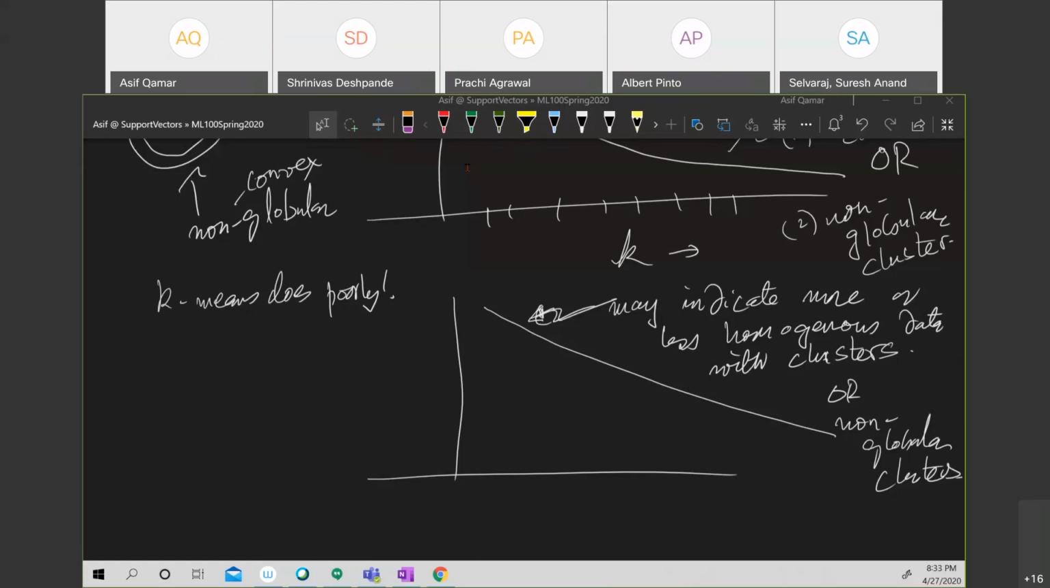So not always are clusters globular. Our intuition thinks of clusters as globular, roundish shape, but in practice it may not be so.